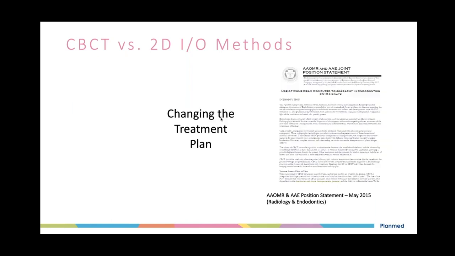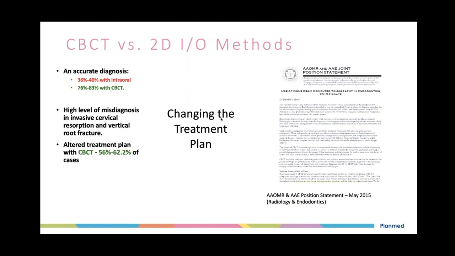Here's another one, use of cone beam computed tomography in endodontics. This is a position statement put out in 2015 by the AAOMR, which is the American Academy of Oral and Maxillofacial Radiology, and the American Association of Endodontists. And again, intraoral resulted in an accurate diagnosis 36 to 40% of the time, whereas cone beam CT resulted in an accurate diagnosis up to 83% of the time. Boiled all down, cone beam altered the treatment plan 56 to 62% of the cases. Again, more information, more certain information, better treatment planning.